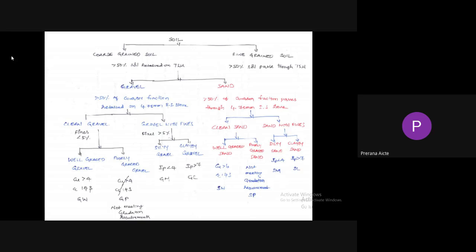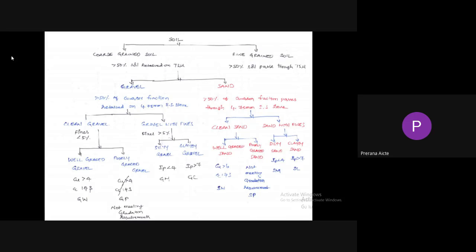So gravel with fines: gravel is there, along with gravel some percentage of fines is also there. If fines is less than 5%, that gravel is treated as clean gravel. If the fines percent is greater than 5%, it is treated as gravel with fines.